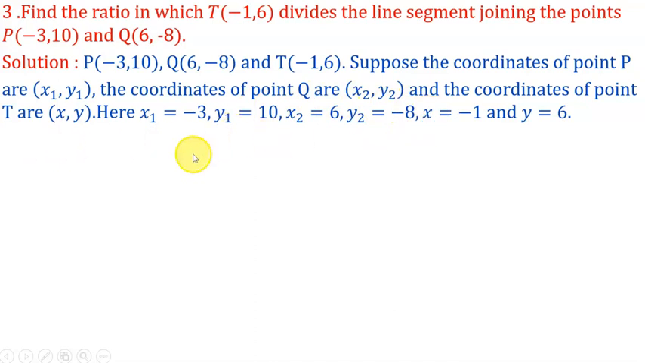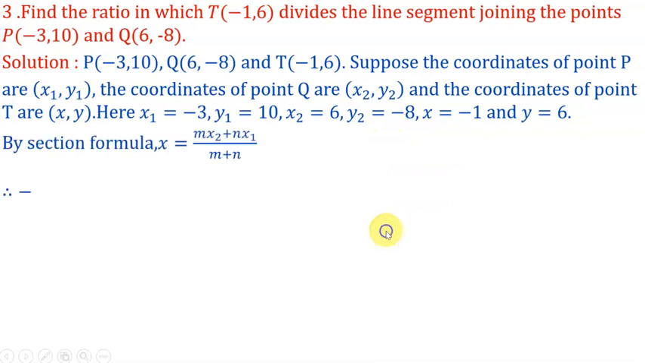Okay, then we denote them: x1 is -3, y1 is 10, x2 is 6, y2 is -8, x is -1, y is 6. By the section formula, we consider the ratio as m to n. What is the value of x? x is -1, which equals (m into 6 plus n into x1, which is -3) upon m plus n.